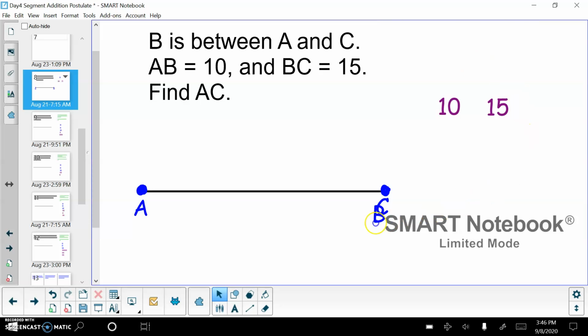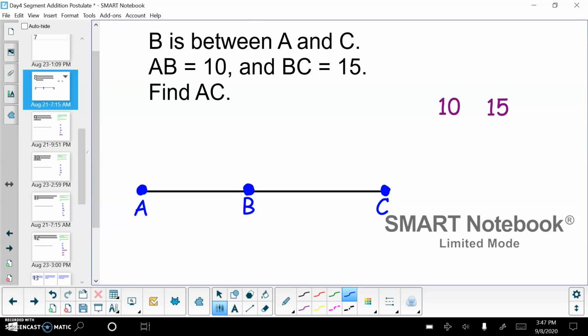So if I were to try to put B over here, then that would mean the distance from A to B is 10 and B to C is 15, and that doesn't look right because the B to C piece is bigger. So if this is about halfway, I'm going to locate the B just a little bit closer to the A. So I'm going to say the B is right here.